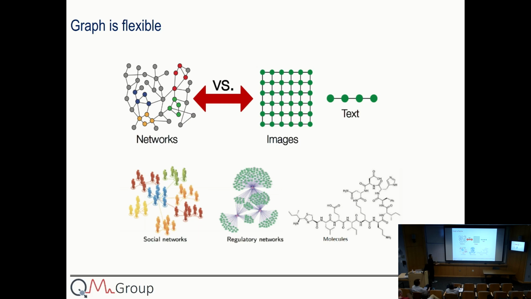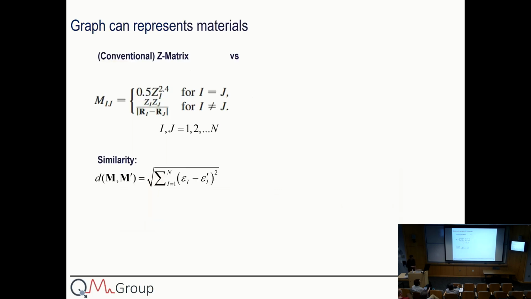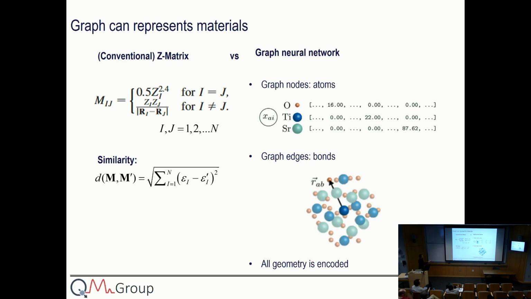Because for all these situations, in a molecular structure, the atoms can be represented by the nodes of the graph, and the interatomic bonding and relations can be represented as the edges of the graph. That is why the graph becomes a very natural representation for molecular and solid-state structures. So how can the graph transform the materials representation? To give one example, not so old, there is the Coulomb matrix representation to encode a molecular structure.